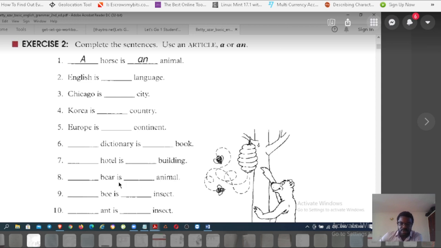And here a bear is what? An animal, because it starts with A. The same goes for this one, ant. It starts with A, so that one we use an ant is an insect. Okay? I think that is enough for today. This is just a review of what we've done. But I will be giving you another exercise to do on articles, a and an. We'll look at that later.